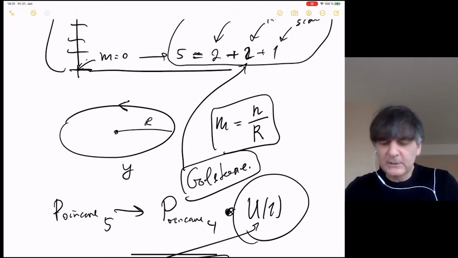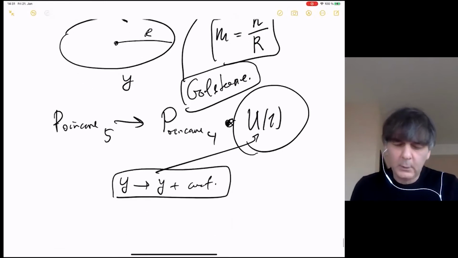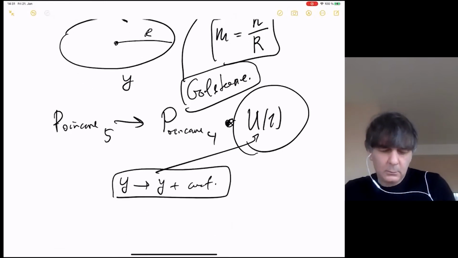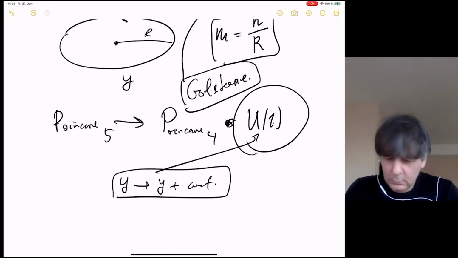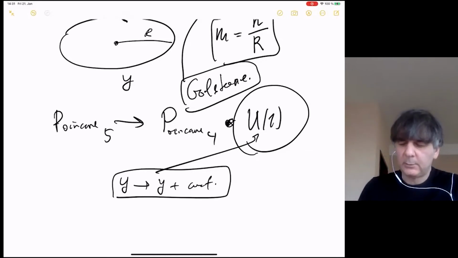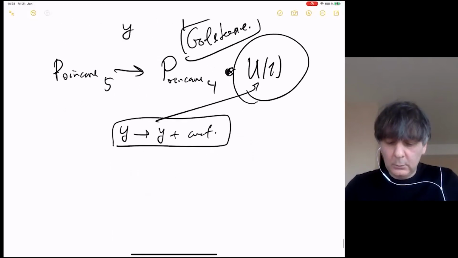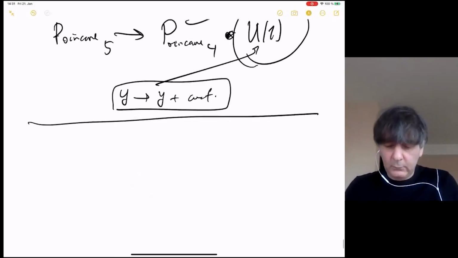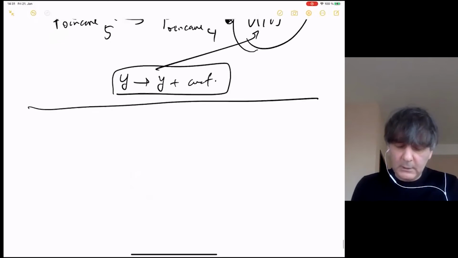Well, this is just an interpretation. It doesn't add much to the calculational abilities of the theory, but it's an interesting interpretation. Okay, so now we will arrive at the following conclusion. Let's restore dimensionalities.